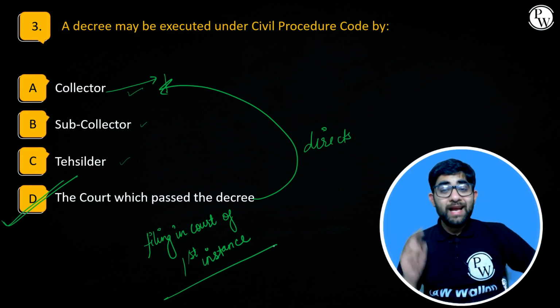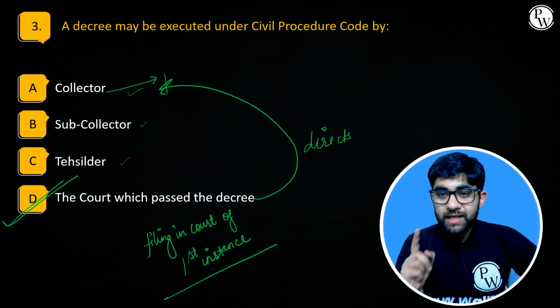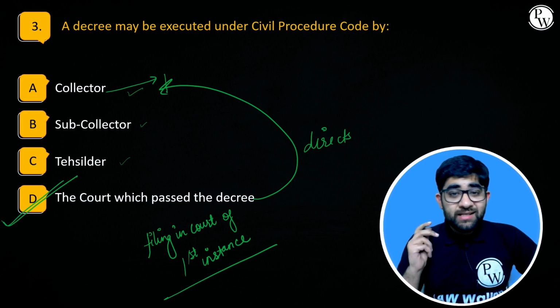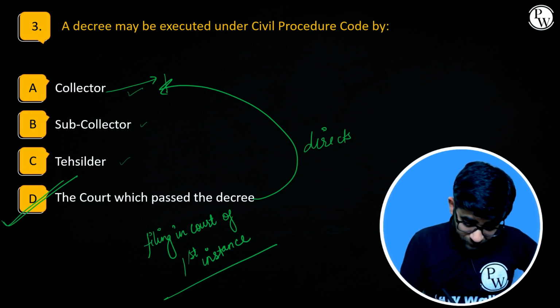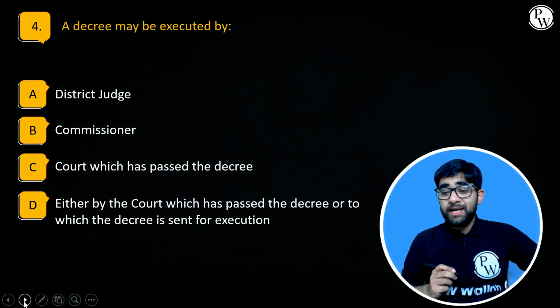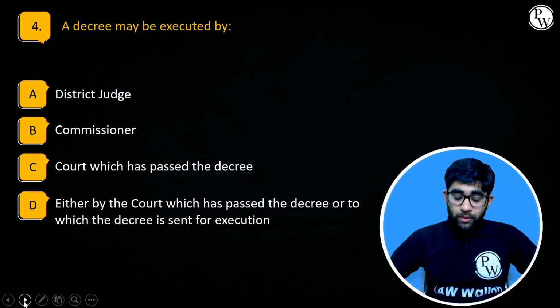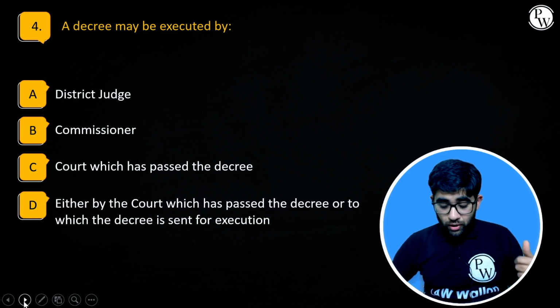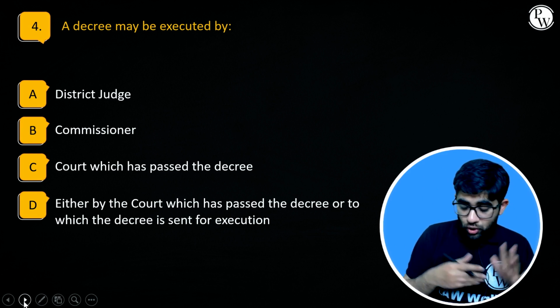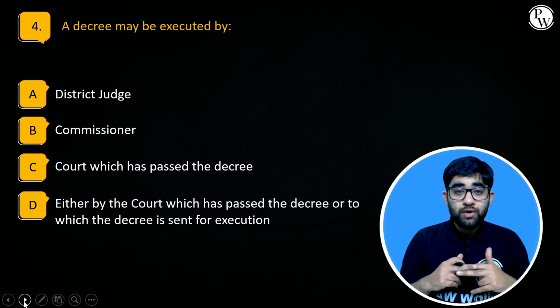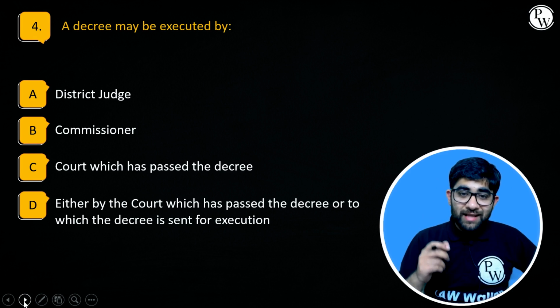The filing will always be before the court of first instance. You cannot directly go to the collector, sub-collector or tehsildar. So next is a decree may be executed by a district judge, commissioner, court which has passed the decree, either by the court which has passed the decree or to which the decree is sent for the execution. The answer to this is clear, that is D.